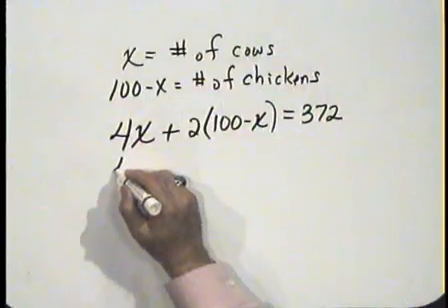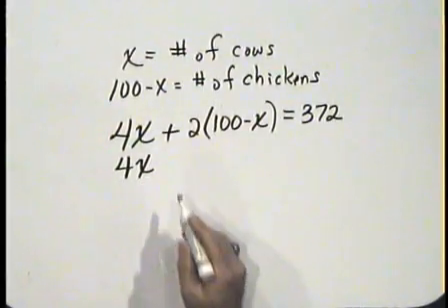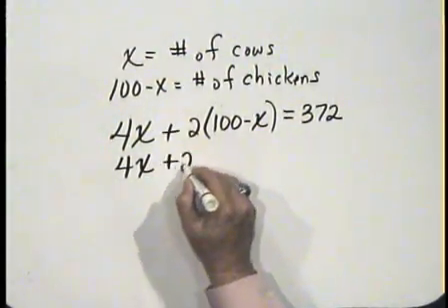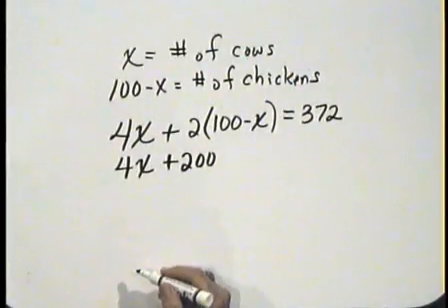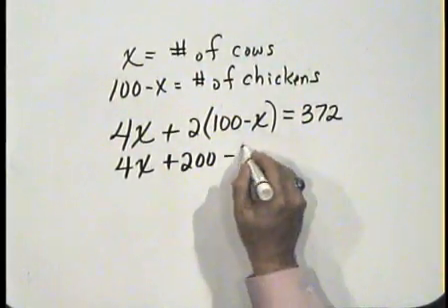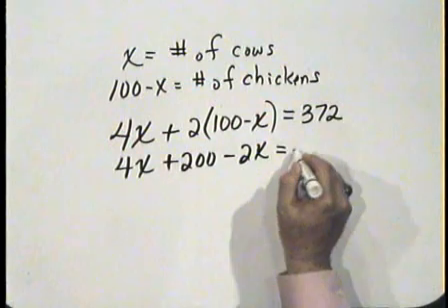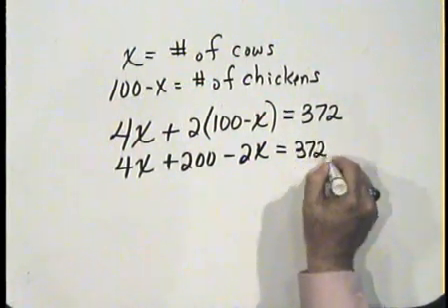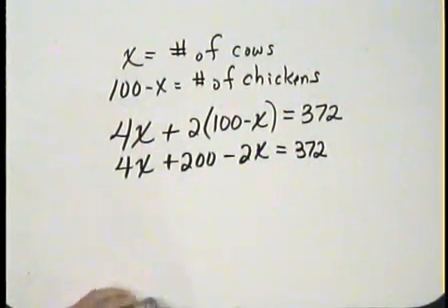What's the first thing I'm going to do here? Well, I have parentheses. And anytime I have parentheses in an equation, I need to multiply the parentheses by the number outside, in this case by the 2. So the 4x is fine. And then 2 times 100 is plus 200. And a positive 2 times a negative x is minus 2x equals 372. And now I'm left with an equation that has two x terms on the left side.